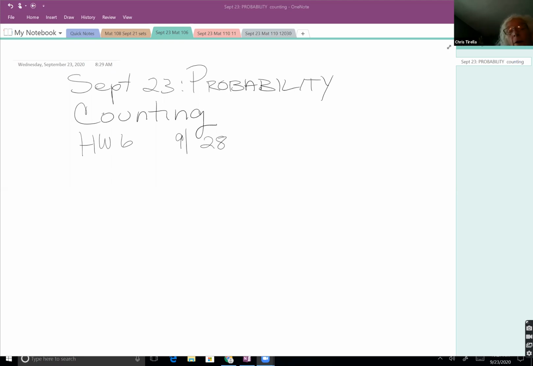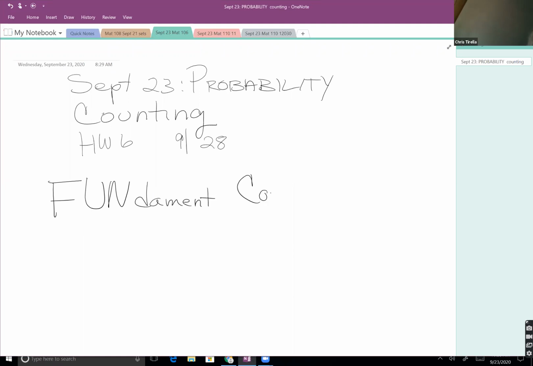Today's lesson I usually call the fundamental counting principle.